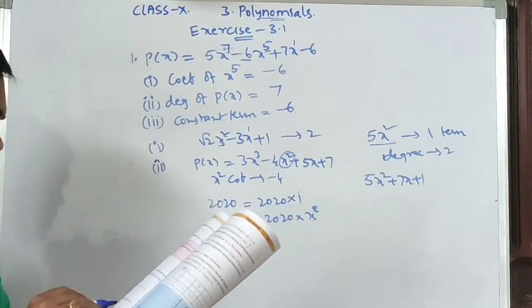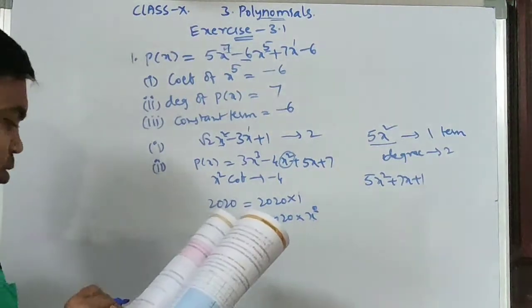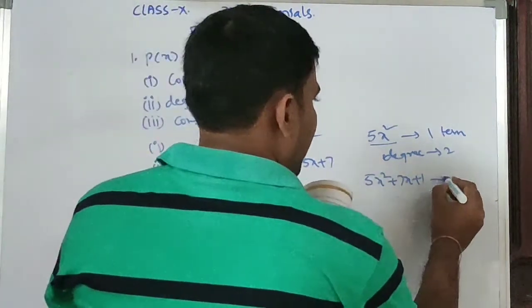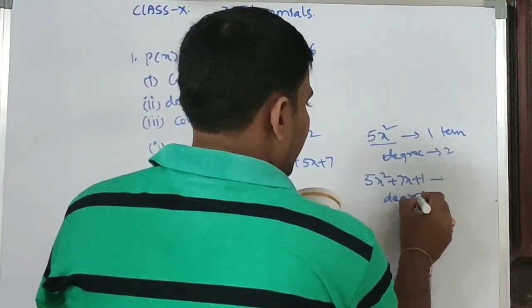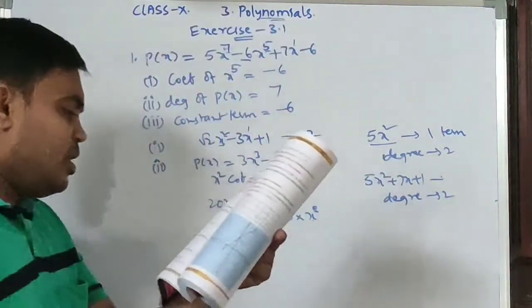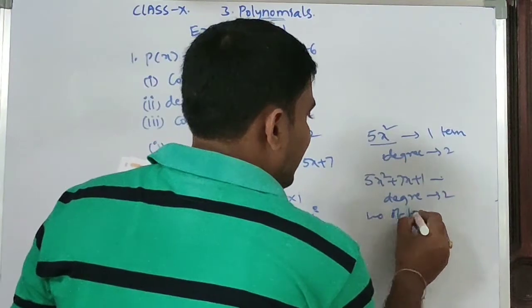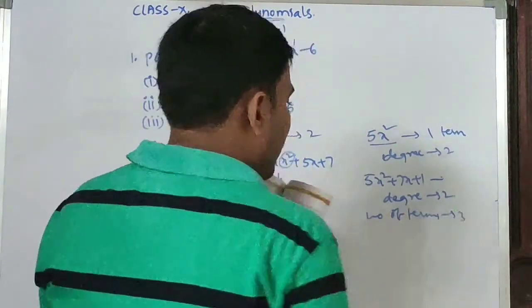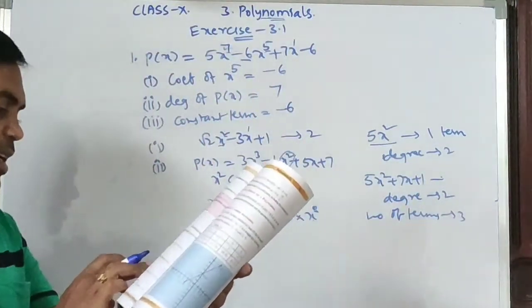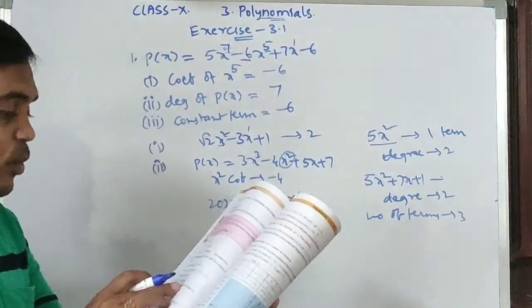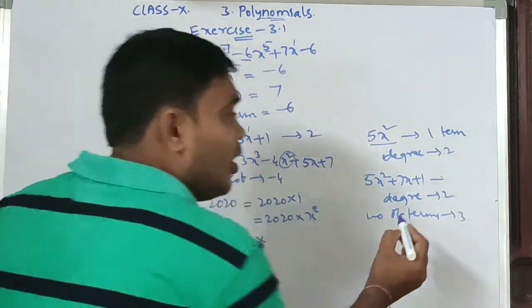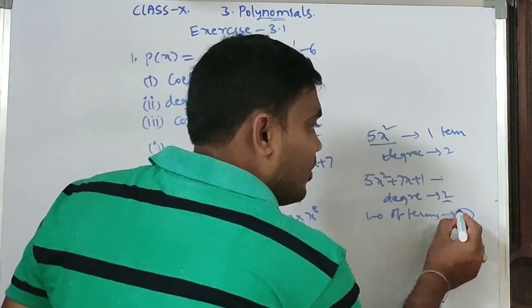The degree of polynomial, how much? 2. Degree 2. Number of terms? 3. Number of terms in this? 3. So whether this degree, the degree of polynomial is one more than the number of terms. So whether this degree is one more than the number of terms.